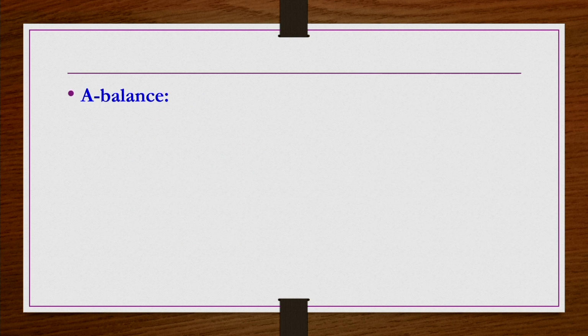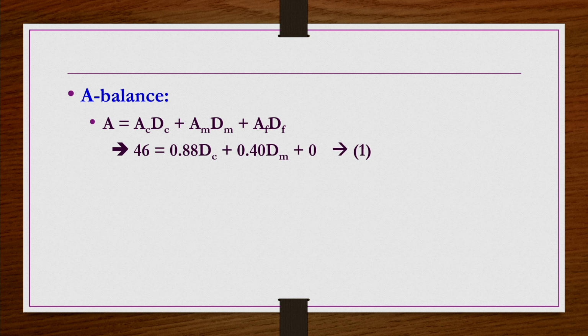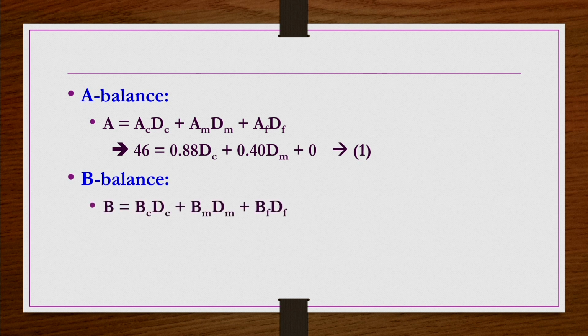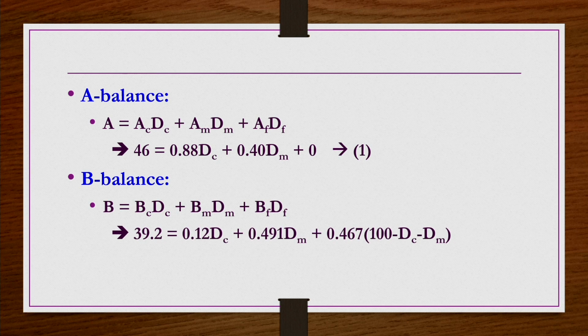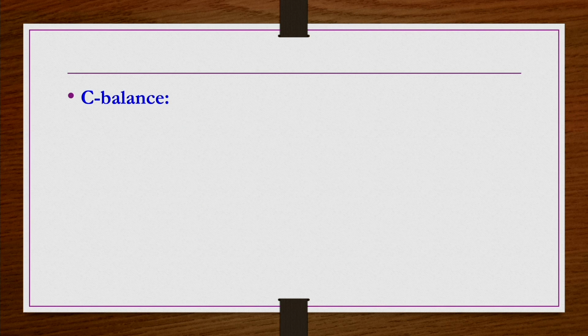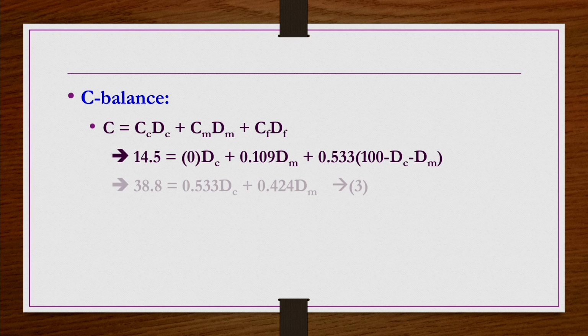So, now if you write the A balance, A should be A equals AC dc plus AM dm plus AF df. So, when you substitute this, you will get this equation, and then the B balance should be B equals BC dc plus BM dm plus BF df. So, you get this equation. Then similarly, the C balance is nothing but C equals CC dc plus CM dm plus CF df. So, you get this equation.